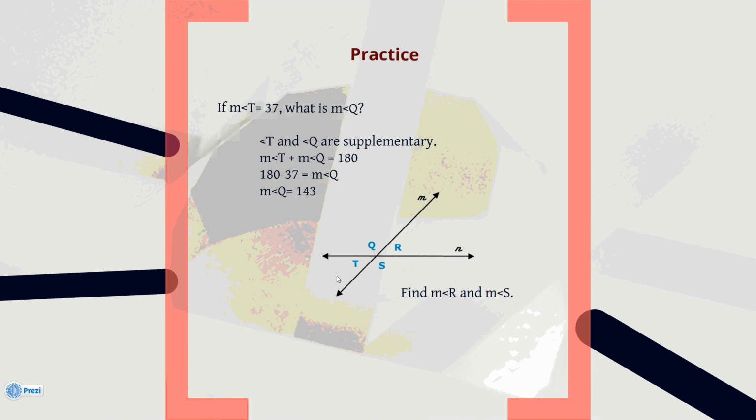If the measure of angle T is equal to 37 degrees, what is the measure of angle Q? We already determined that T and Q are supplementary, so the measure of angle T plus the measure of angle Q must equal 180. So 180 minus 37 is equal to the measure of angle Q, which makes Q 143 degrees. Pause the video and do this same process to find the measure of angle R and the measure of angle S.